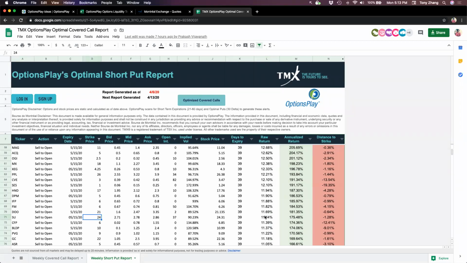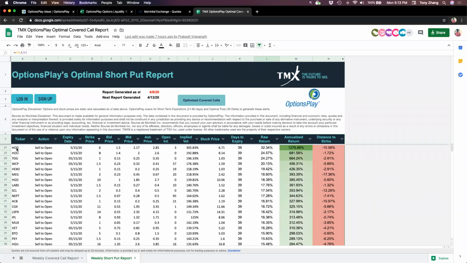Selling that $24 put option gives you an 11% discount factor. So these are some big name stocks that are providing some big discounts because volatility currently is very, very high. And this report shows you exactly which stocks give you the highest discount factor, exactly how much of a discount you get, and what strike price and what expiration date you want to sell to get that discount factor.